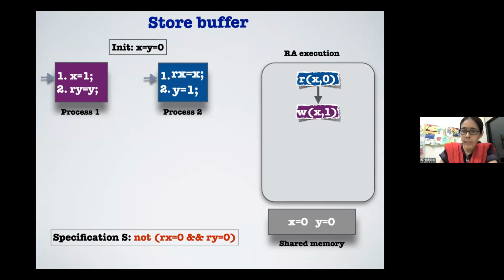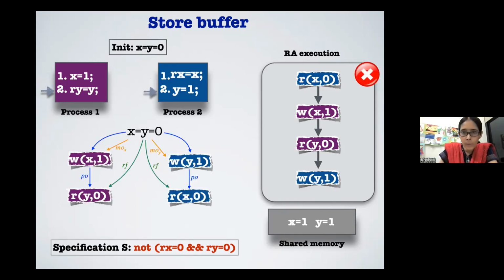Now process 1 can write 1 into x. I can continue by reading y, 0, into ry, and finally the second process can write 1 into y. As a result, I am indeed able to read 0 into both Rx and Ry.